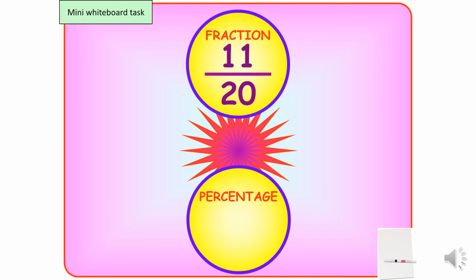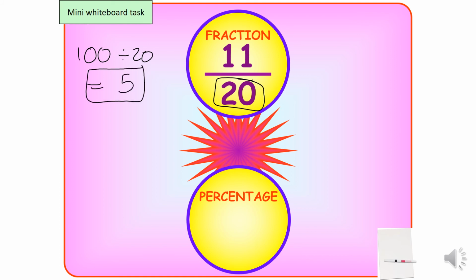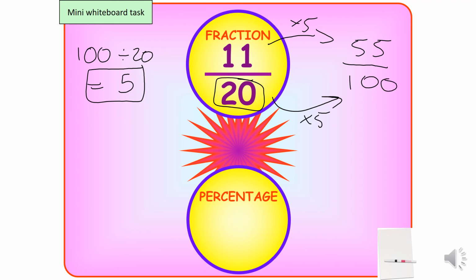Can you please have a go converting this fraction into a percentage, and once you're finished, please come back. Welcome back. I'm going to do 100 divided by the denominator, which is 20, that equals 5. So our multiplier is 5. I'm going to times the denominator by 5 and the numerator by 5, and I get 55 over 100. Our percentage is the numerator. Our percentage is 55%.